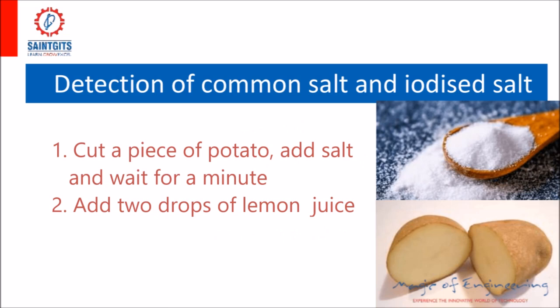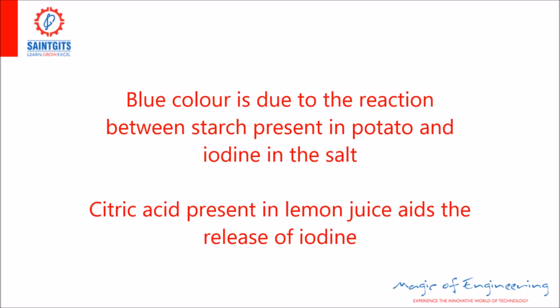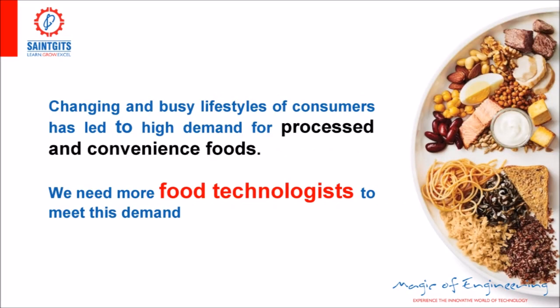Detection of common salt and iodized salt. Cut a piece of potato, add salt and wait for a minute. Add 2 drops of lemon juice. If it is iodized, blue color will develop. In case of common salt, there will be no color. Blue color is due to the reaction between starch present in potato and iodine in the salt. Citric acid present in lemon juice aids the release of iodine.